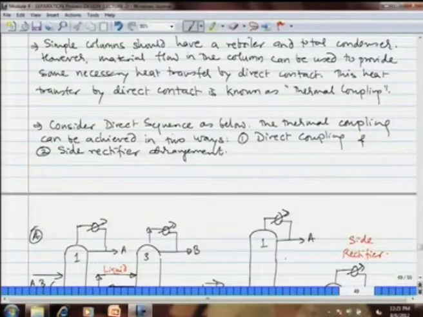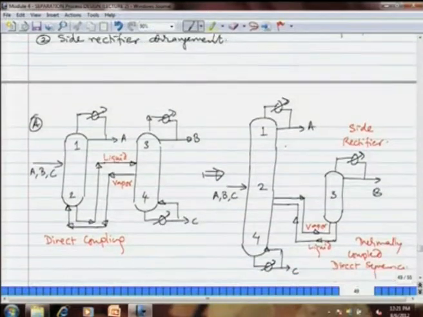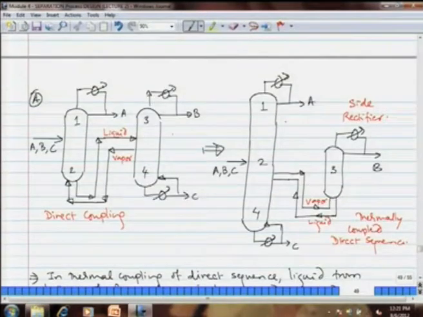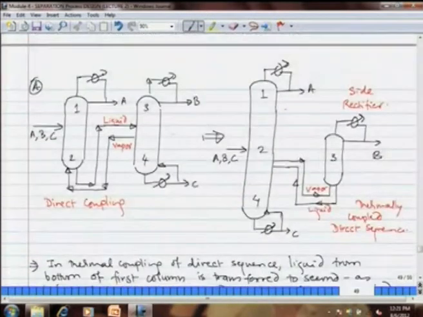Okay. A simple column should have a reboiler and a total condenser. However, material flow in the column can be used to provide some necessary heat transfer by direct contact, and this heat transfer by direct contact is known as thermal coupling. Now, what I have shown here are the two possible sequences of thermal coupling. Direct coupling, which means that you have two columns and the vapor that is required by the first column is provided by the second column, while the reflux liquid that is required for the second column is provided by the first column. Direct coupling or side rectifier arrangement, that is called the thermal coupling of a direct sequence.